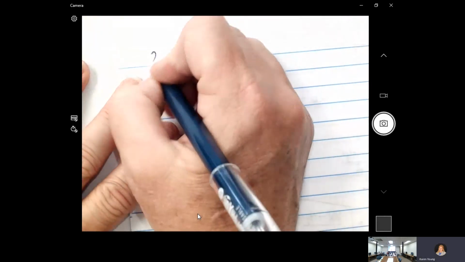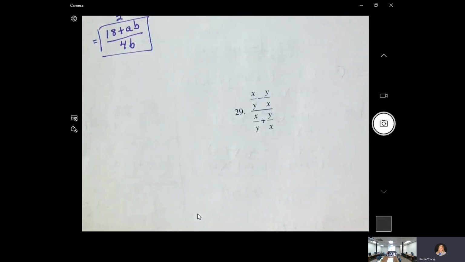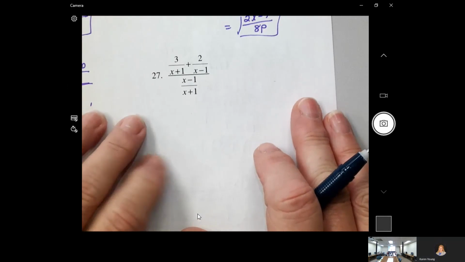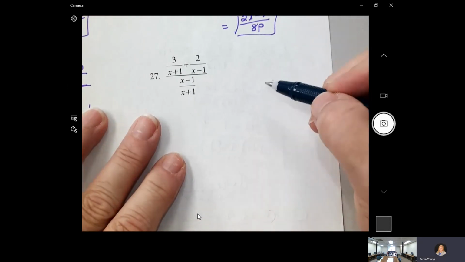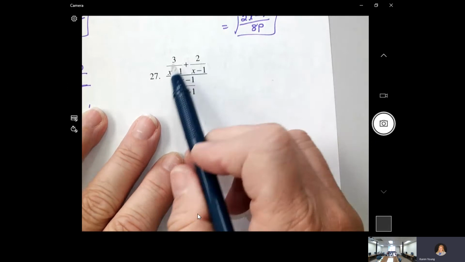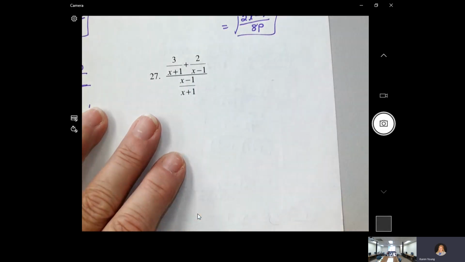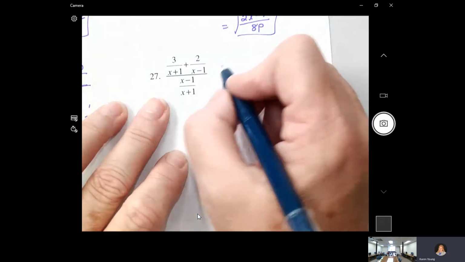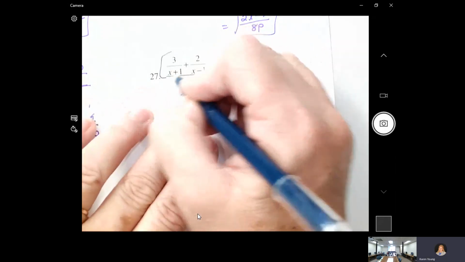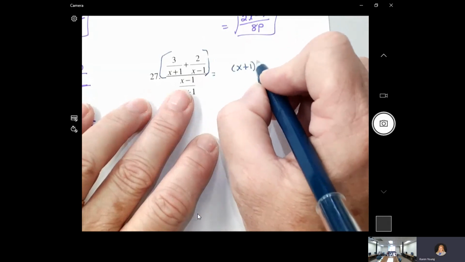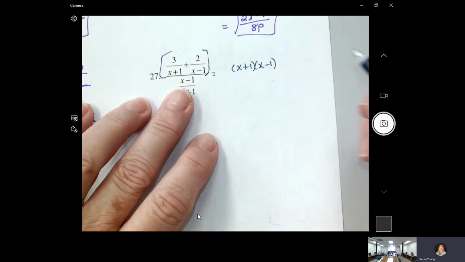All right, so 27. I haven't worked 27 yet. I'm gonna put 27 on my paper. All right, we're taking it up a notch, but we're not doing anything that we haven't done already. We're building on everything we've already done except for the factoring. So again, I'm only looking at this numerator first. The denominator is x plus 1, x minus 1.